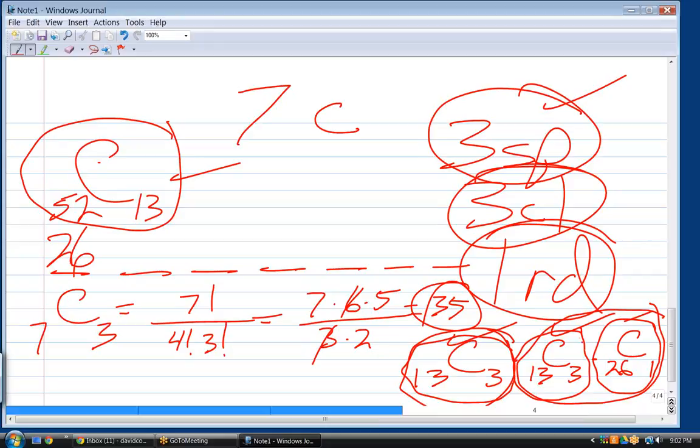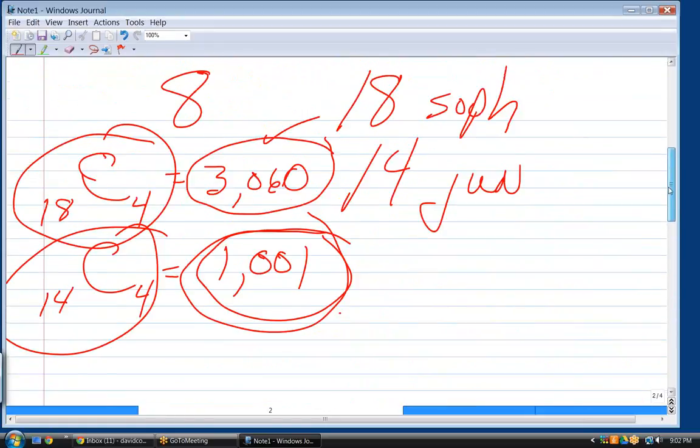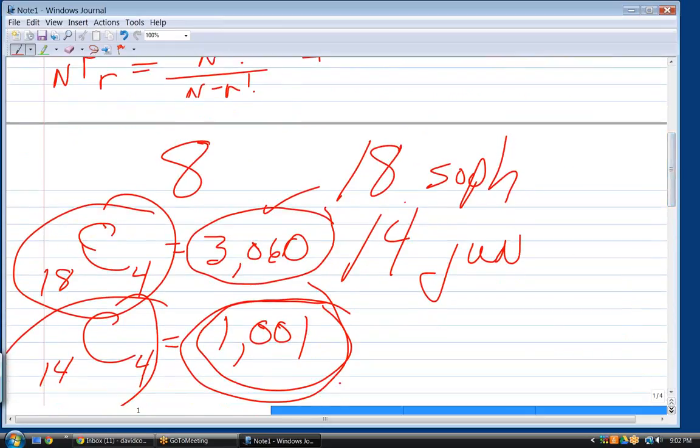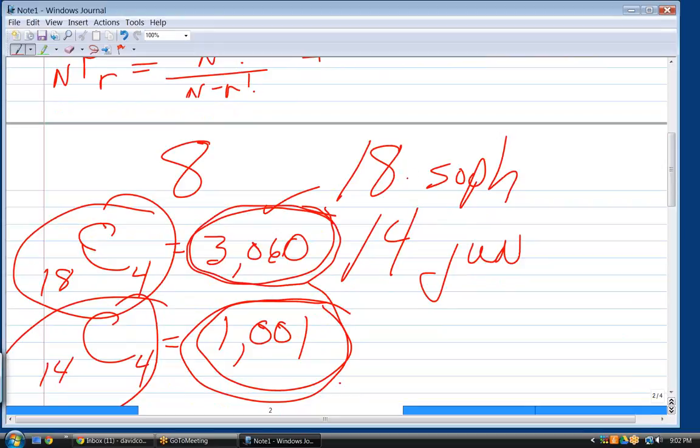Yeah, I understand. It's almost easier to go back to the other problem and figure out why we multiplied. Because there were 3,060 ways of getting 4 sophomores out of 18 sophomores. And for every single one of those ways, there was 1,001 ways of getting 4 juniors out of the 14 juniors. And so it's clear that we're going to have a lot of combinations. For every single one of those, we've got 1,001. That means we multiply these 2 things together.